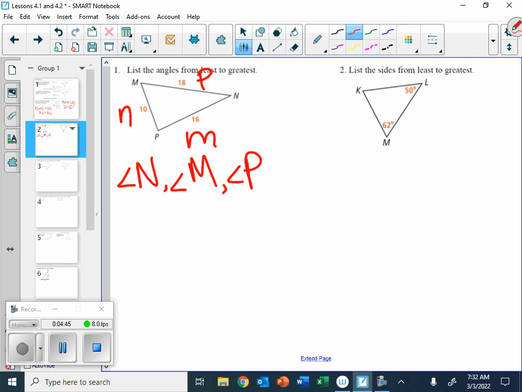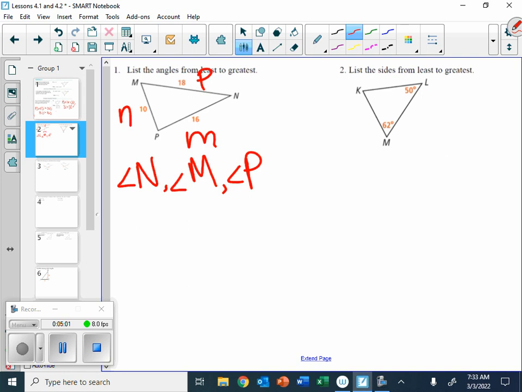Okay. Does that make sense? So sides correspond with the angle opposite the side. Okay. All right. Now for number 2, we're going the other way. We're given the angles, we need to figure out the sides.